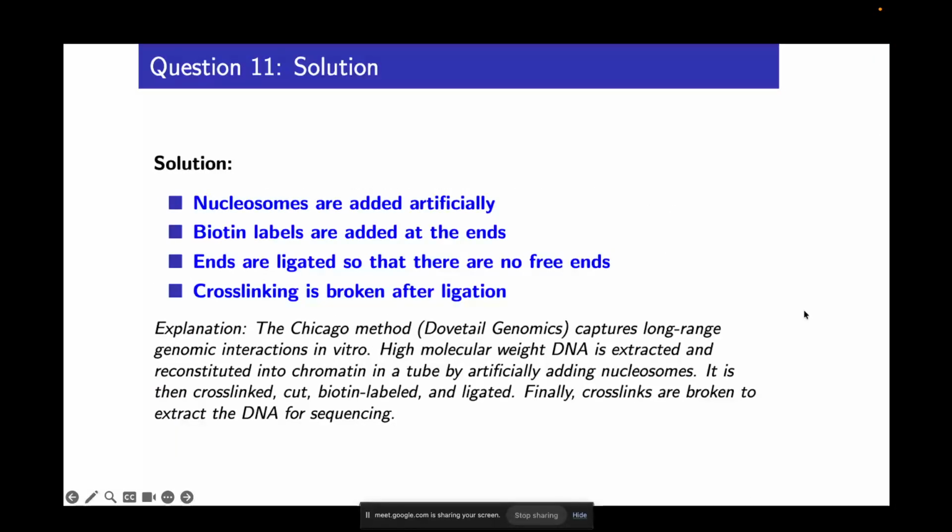Yeah, the answer is all. This is not something we have discussed today, but it is discussed in the recorded lectures. This Chicago method was developed by Dovetail Genomics. It captures long-range genomic interactions in vitro. High molecular weight DNA is extracted and reconstituted into chromatin by artificially adding nucleosomes. Then it is cross-linked, cut, biotin-labeled, ligated, and then the crosslinks are broken and sequencing is done on the DNA. So all the 4 steps.